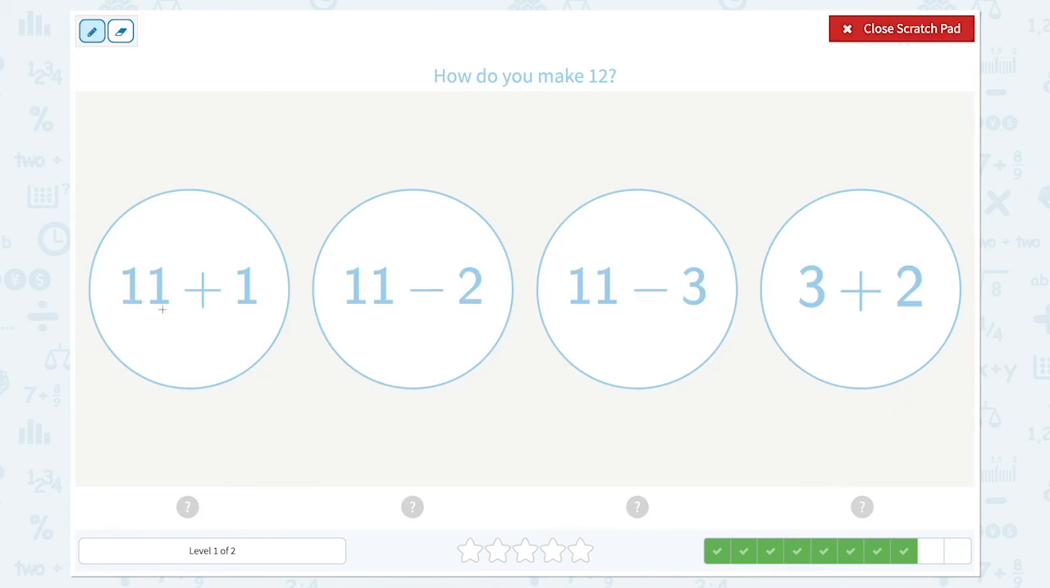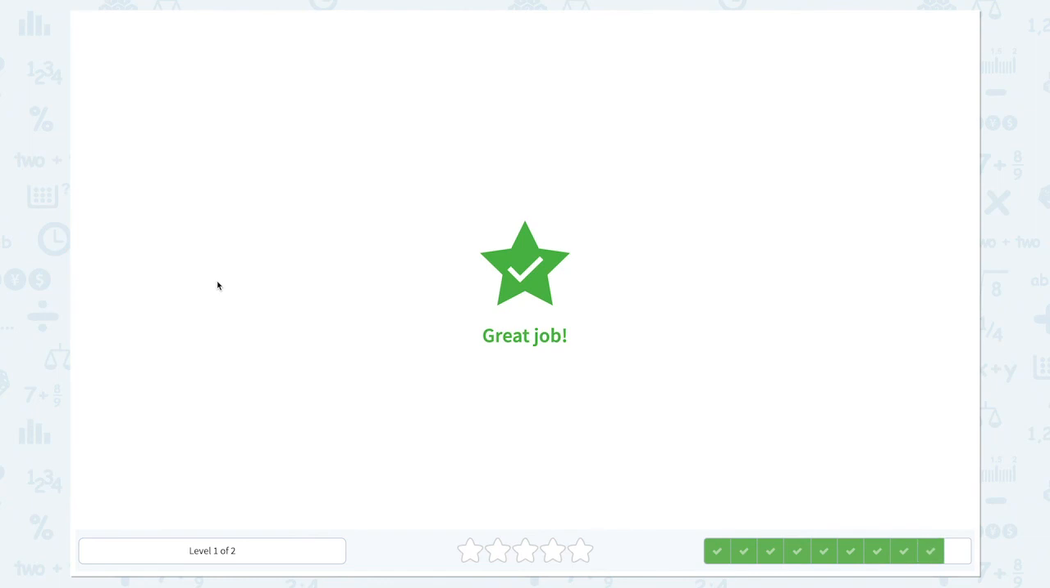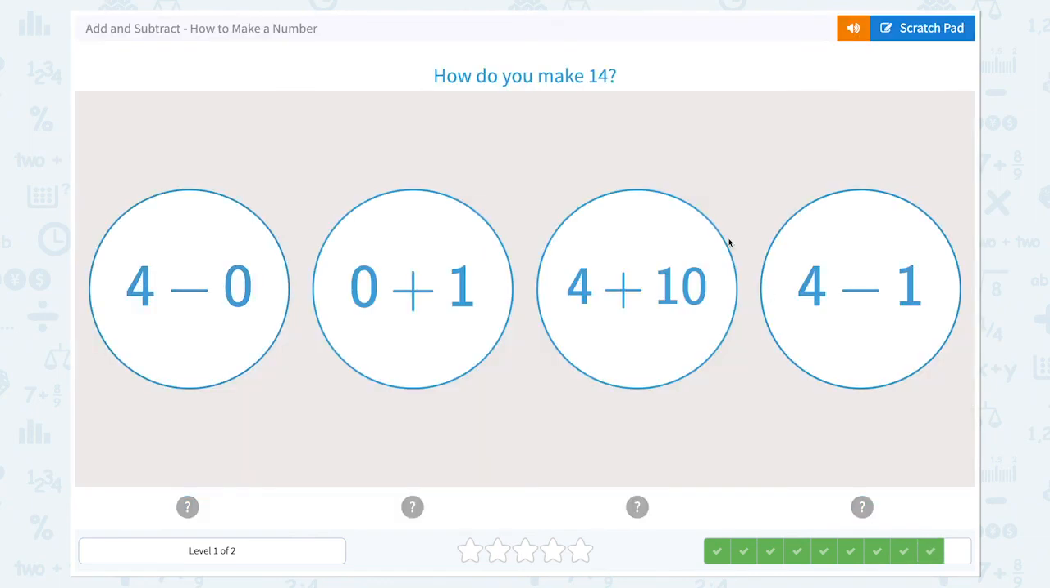11 plus 1. Oh, I think 11 plus 1 makes 12. Great job! Last question. How do you make 14?